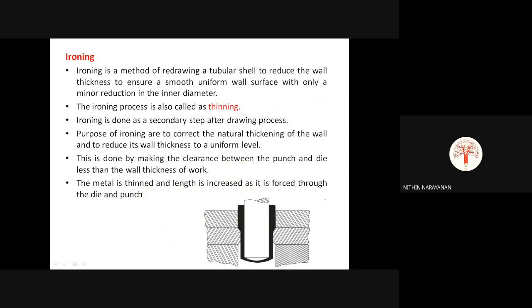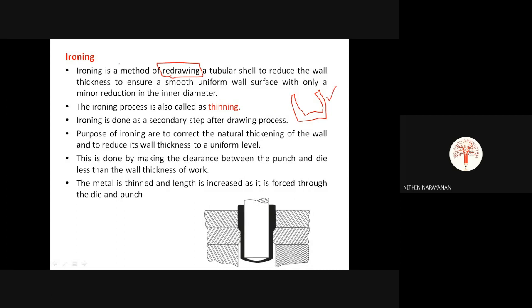Next operation is ironing or thinning operation. It is a method of redrawing a tubular shell. We already know drawing operations; we have already learned the drawing operation. In deep drawing we can make cup shaped products, so this is a redrawing operation, that is, redrawing a tubular shell. This is what we call a tubular shell.